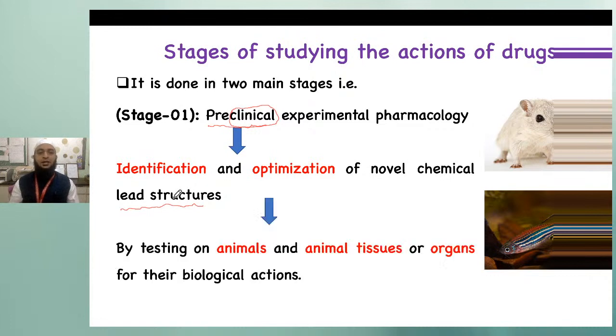So to do this, you are giving the drug to the animals. You are doing testing on the animal or the animal tissue or organs, so that you will come to know whether the drug has biological action or not. So basically, in preclinical experimental pharmacology, there is identification and optimization of novel chemical structure, meaning a new drug, by testing on animals and animal tissue or organs for their biological action. So this is what you are doing in preclinical experimental pharmacology.